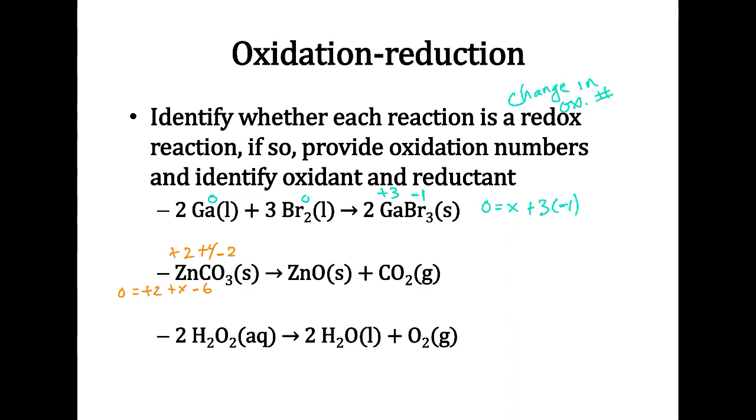Over here for zinc oxide, oxygen has a -2 oxidation number, which means zinc would have a +2 oxidation number. And then for carbon dioxide, oxygen has a -2 oxidation number, which means carbon is going to end up having a +4 oxidation number. So as we look at this, notice that none of the oxidation numbers changed. So that means that this is not a redox reaction.